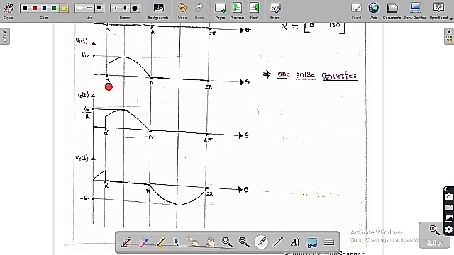So you can see clearly here that in the output there is only one pulse. So it is called a one pulse converter.